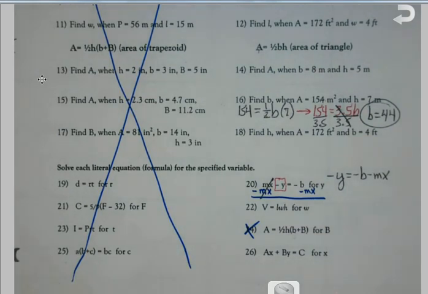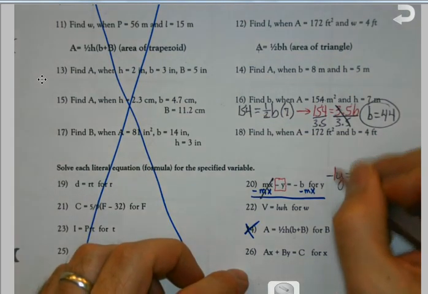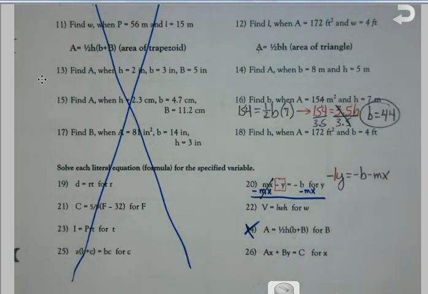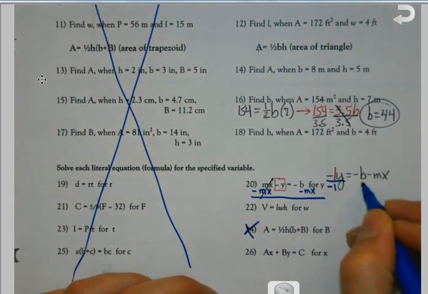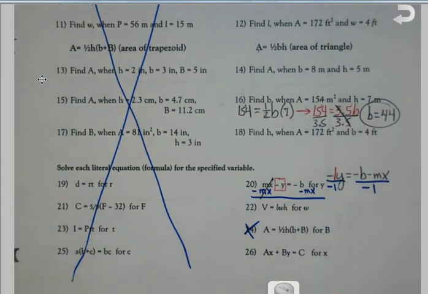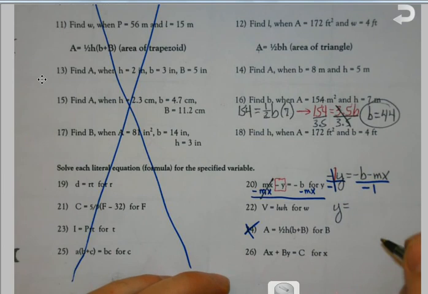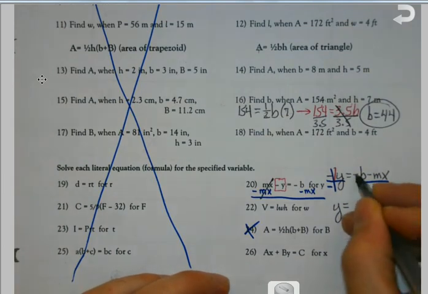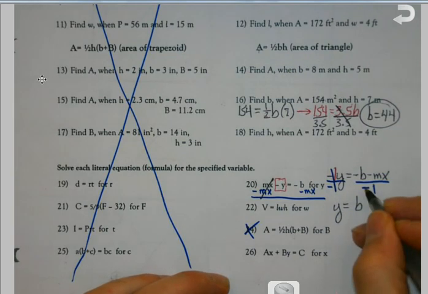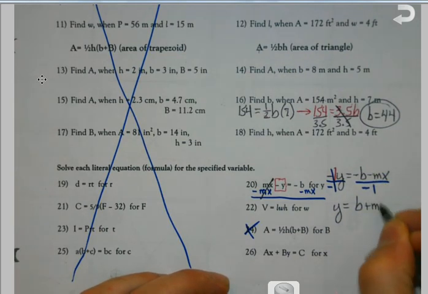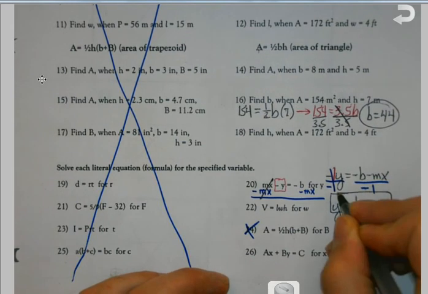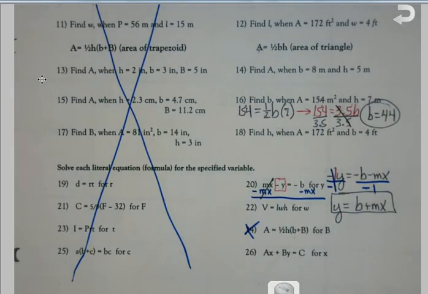Now, my y is not quite alone yet, because there's a -1 that I'm multiplying by. To undo that, I'm going to divide by -1. What happens when you get a negative divided by a negative? Turns into a positive. Right. So this negative divided by negative becomes positive, and y's alone, and I'm done.